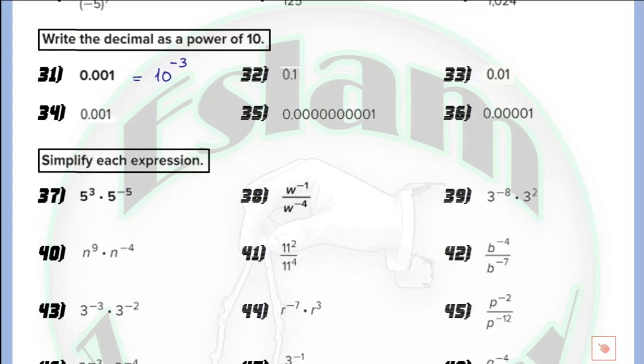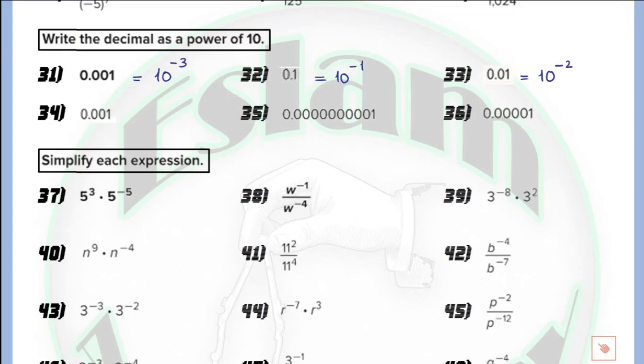By the same, we have 0.1. Just write 10. There is only 1 digit at the right of the decimal, so it will be power negative 1. Then 0.01. Just write 10. There are 2 digits at the right of the decimal, so the power now will be equal to negative 2.